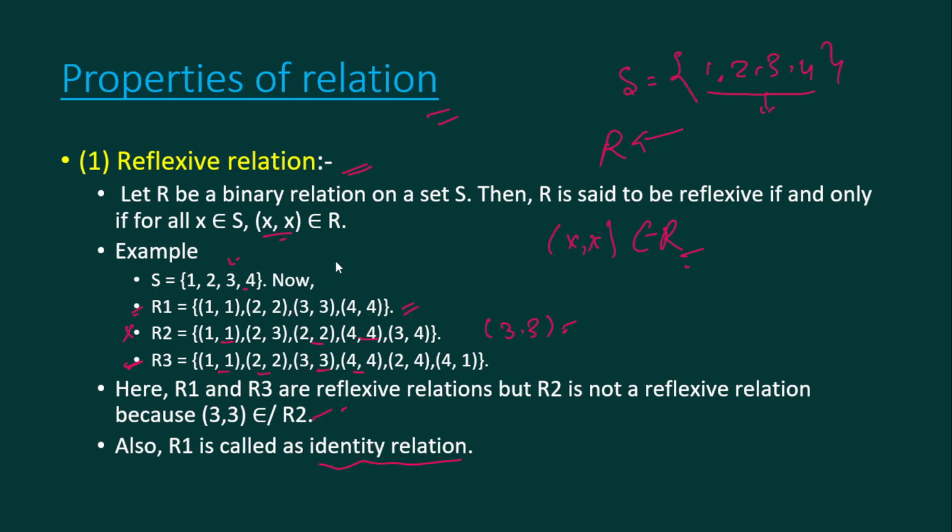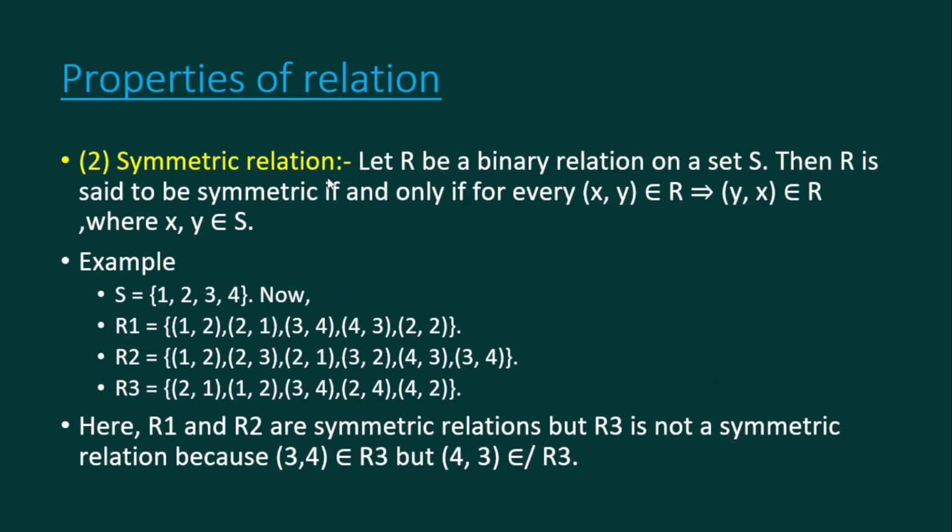The relation in which the only elements present are the identity relation elements, that is, only elements of the form x comma x are present, and no other element than x comma x is present, we can say that this is the identity relation. Now let's move toward our next property, that is the symmetric relation.